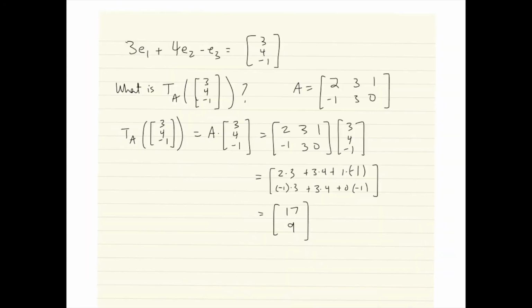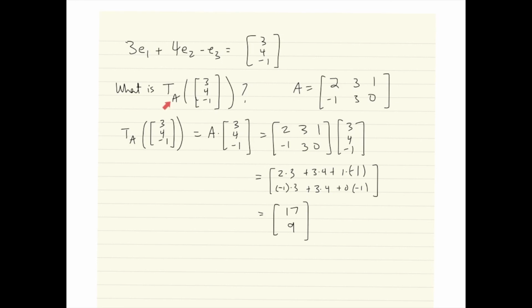A second way of doing the same problem is to first evaluate or simplify what this input vector is. Remember, the question was finding the output when T sub A is applied to this vector. Let's find out what this vector is. This vector is 3, 4, -1, because remember when you add multiples of the standard basis vectors, those coefficients, 3, 4, and -1 in this case, appear as the coefficients or elements of your column vector.